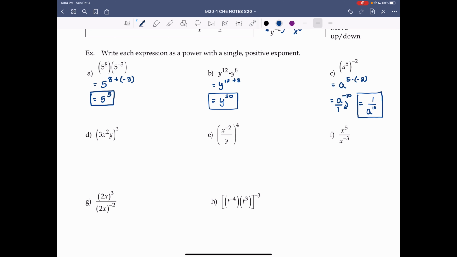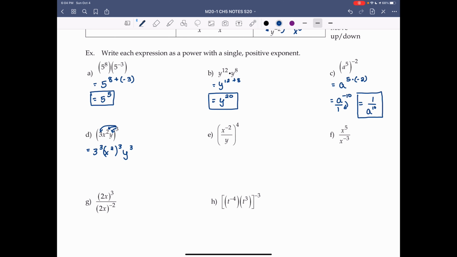3 times x squared times y, all to the power of 3. That is power of a product, so I can apply that exponent of 3 to each of those terms in the product. I get 3 to the power of 3, x to the power of 2 to the power of 3, y to the power of 3.